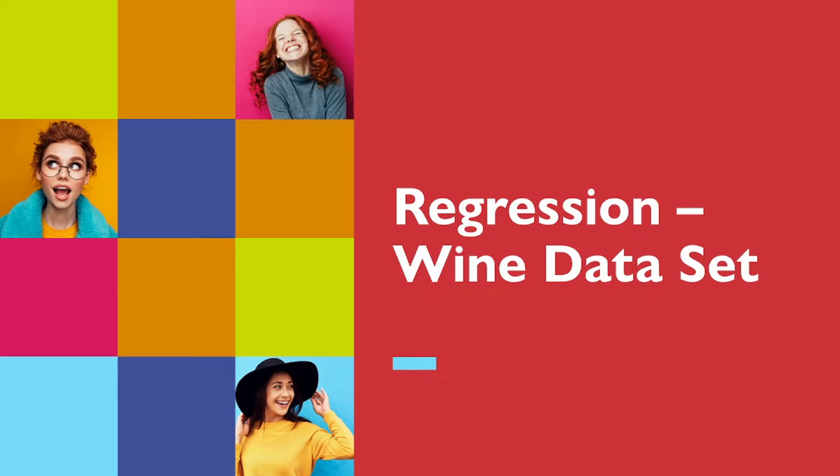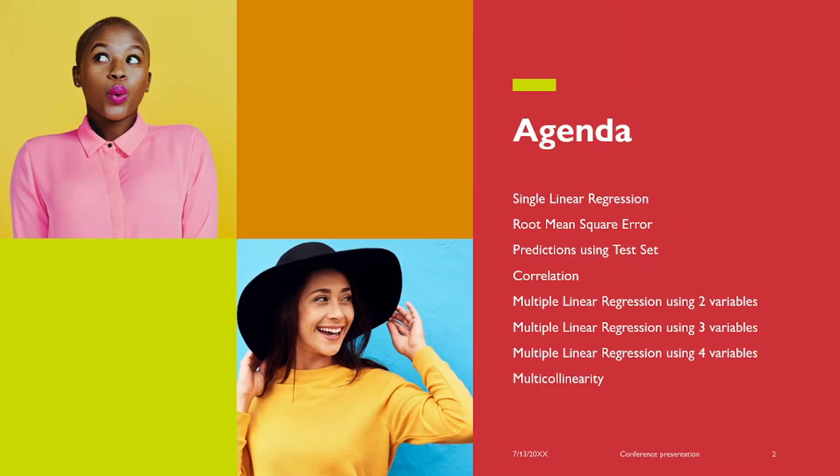Hi, this lecture is about regression using the wine dataset. What we will do is discuss single linear regression, root mean square error, predictions using a test set, correlation, multiple linear regression using two variables, three variables, four variables, and multicollinearity. Let's jump into the code.